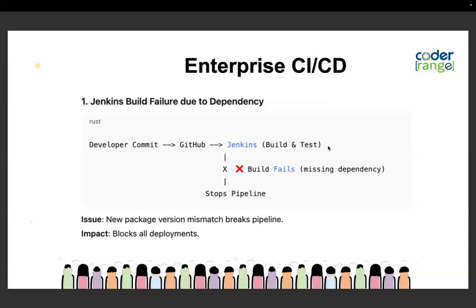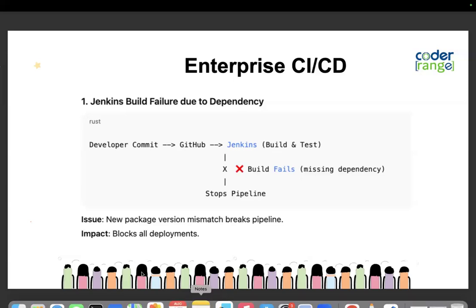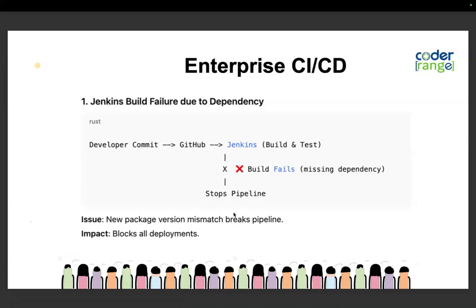So in the enterprise, with continuous integration and continuous deployment, Jenkins build failure will happen. The basic issue we face is that a developer will commit a code to GitHub, then Jenkins will take this code, build and test, and the build will fail. The build dependency also will fail. Then the pipeline will stop, blocking all the deployment. Then a new package version mismatch will happen. This is the first failure, Jenkins build failure due to dependencies. This is what production engineers face daily in the real world.